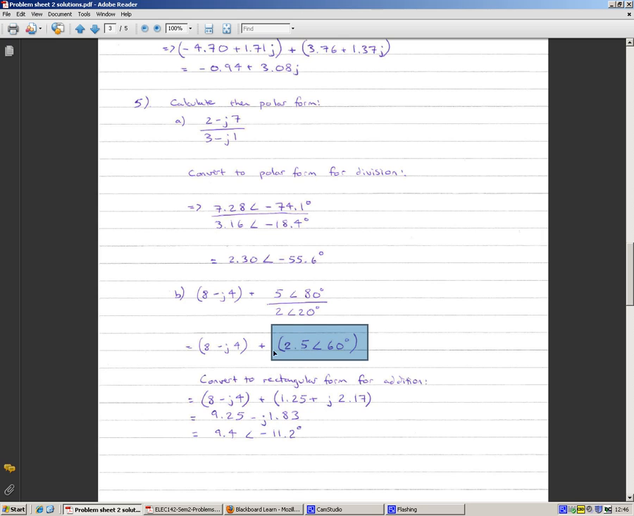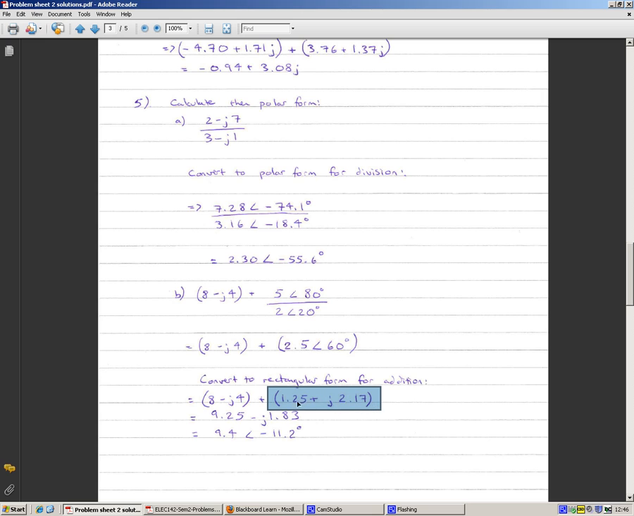And now we've got this simplified expression where we've just got something added to something else. We've said before we need to convert to rectangular form for addition because it makes our lives easier. The first part is already rectangular, so we can leave that. What we're going to do is convert the second part into rectangular form. Just do it on your calculator and you end up with 1.25 plus j2.17.